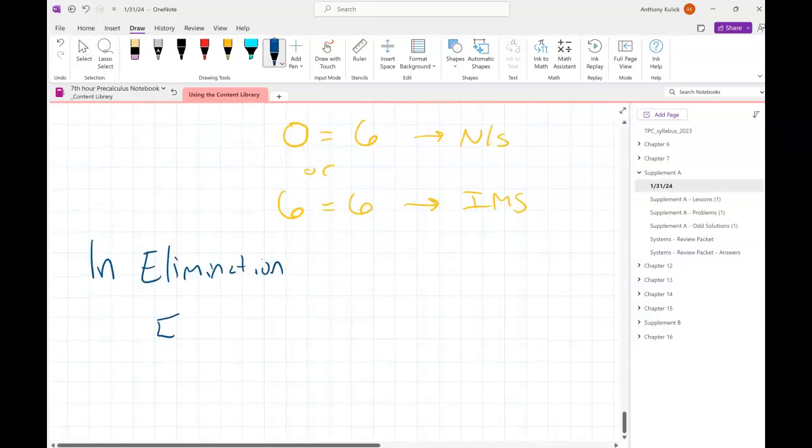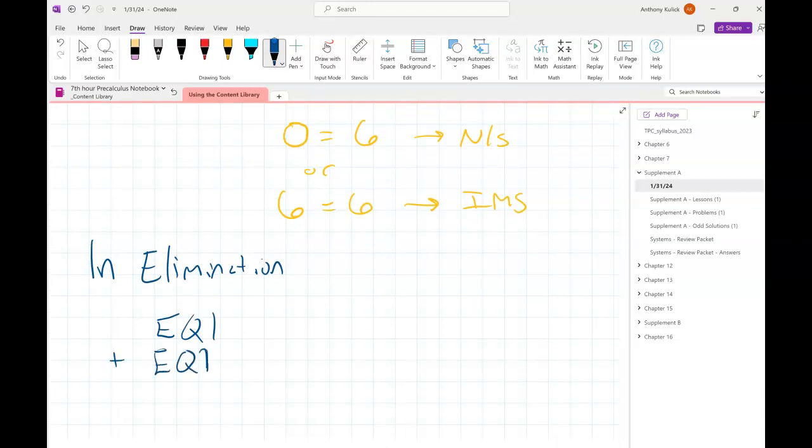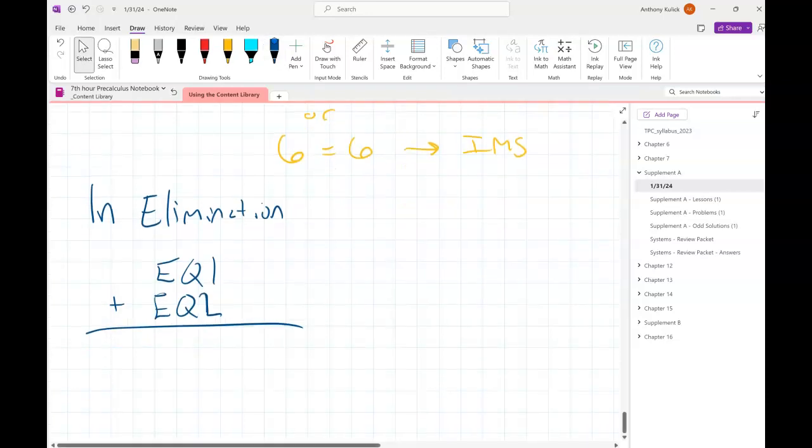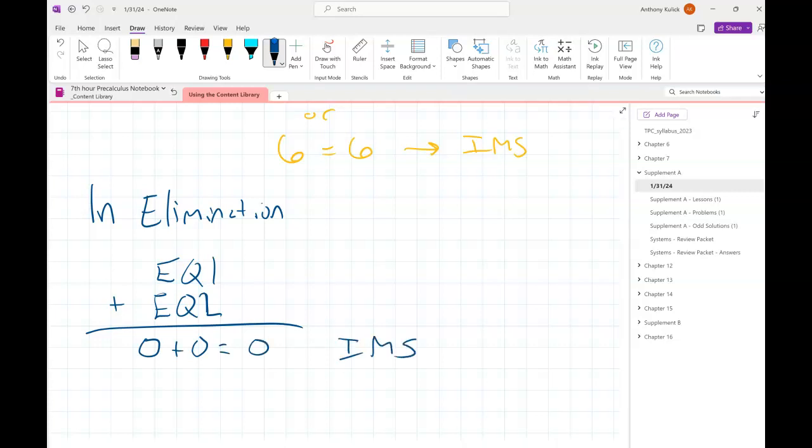In elimination, if I've added equation 1 and equation 2, and I get something like 0 plus 0 equals 0, that's infinitely many solutions. Or if I got like 0 plus 0 equals 4, that's no solution, right? Same idea. One is a true statement, that's infinitely many. The other is a false statement, that's no solution.